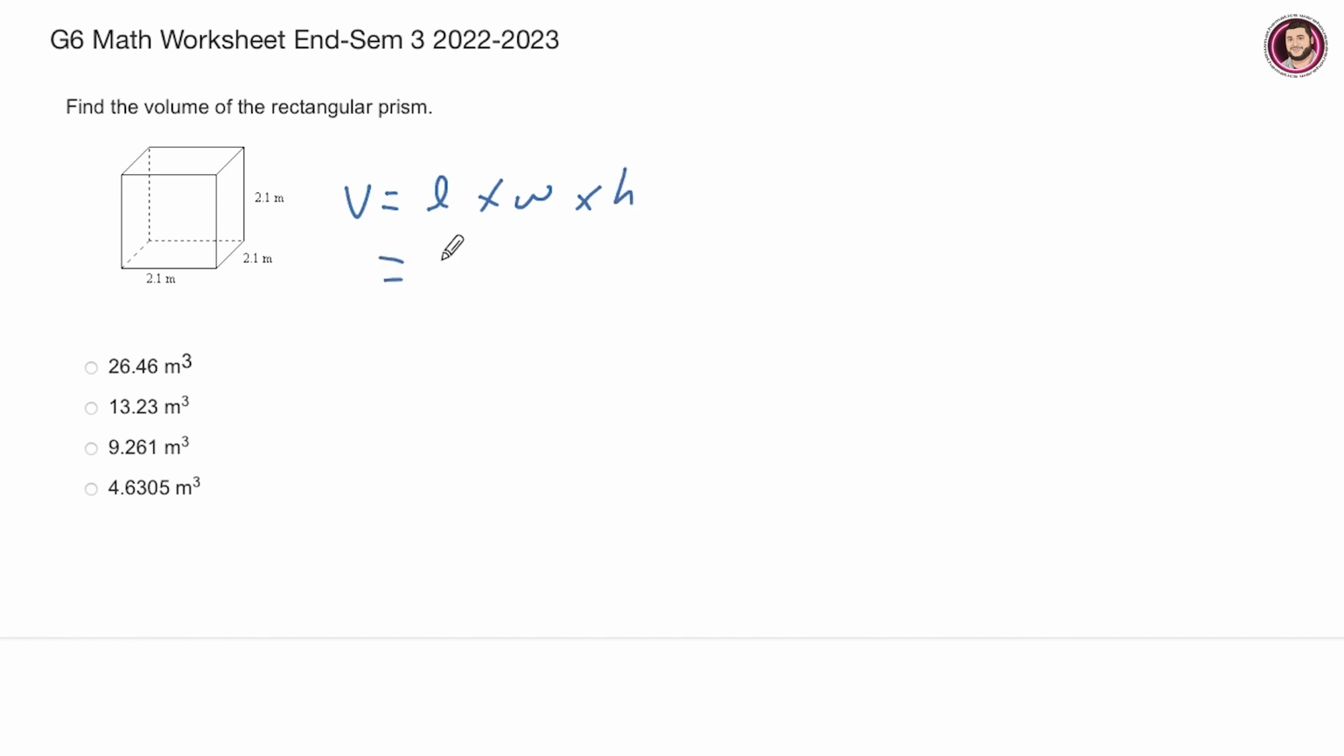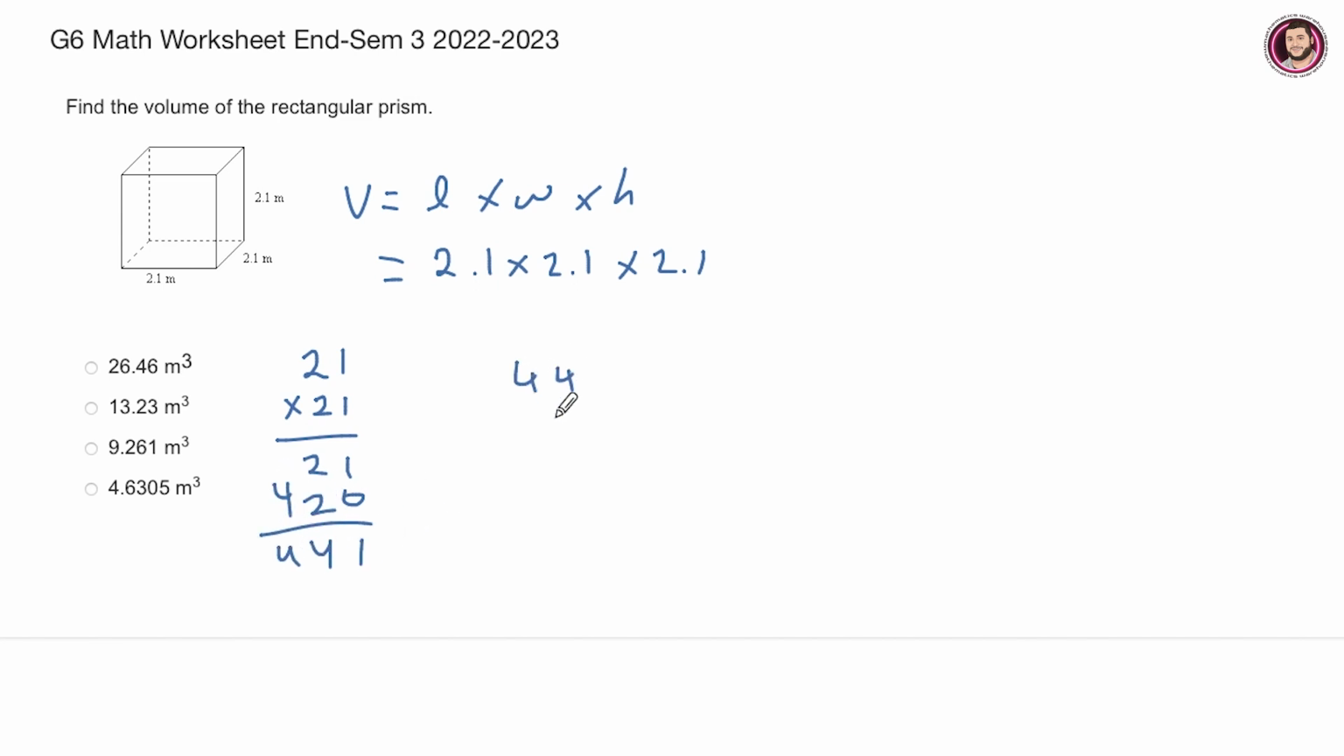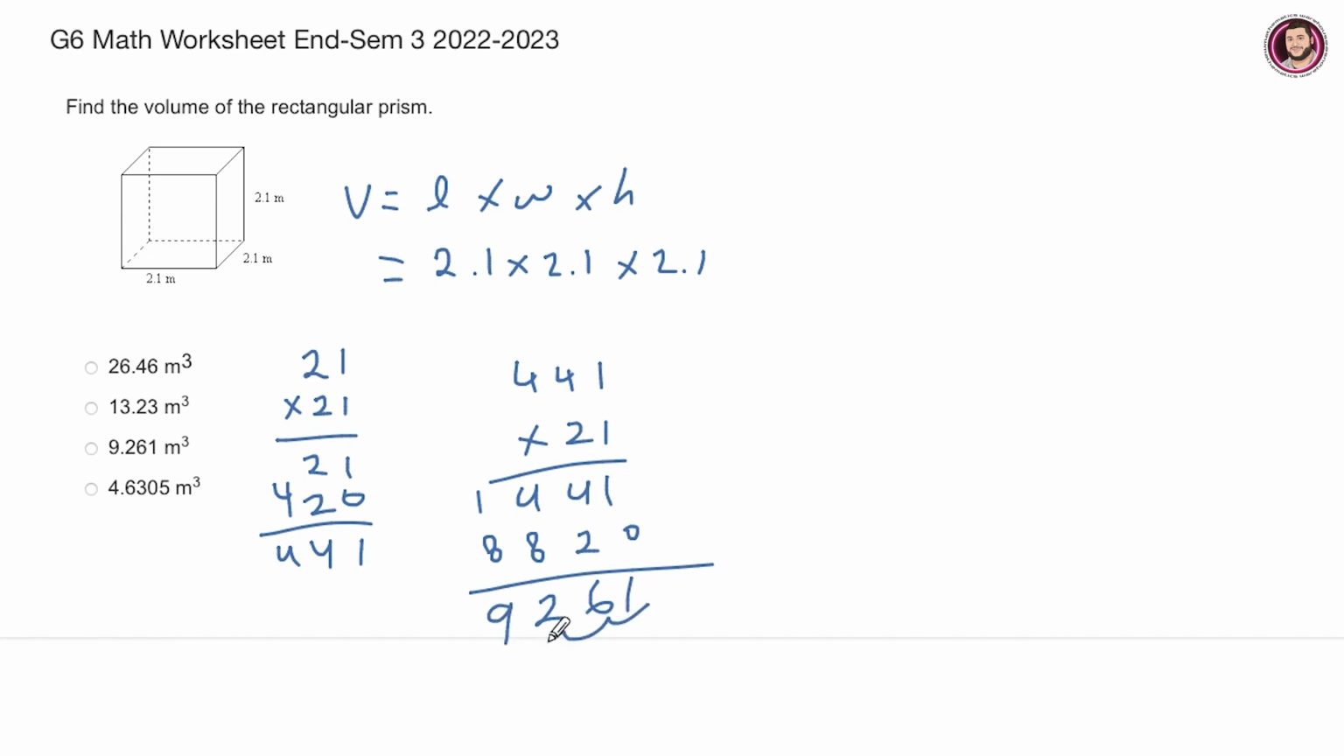All of them are the same here. 2.1 times 2.1 times 2.1. So let us multiply 21 times 21. 1 times 1, 1. And here 2, 0, 2, 4. Add, it will be 1, 4, 4. Now 4, 4, 1 times 2, 1. 1, 4, 4, 0, 2, 8, 8. Now add, it's 1, 6, 12, carry up 1, 9. Now place 3 decimal places, it will be this choice.